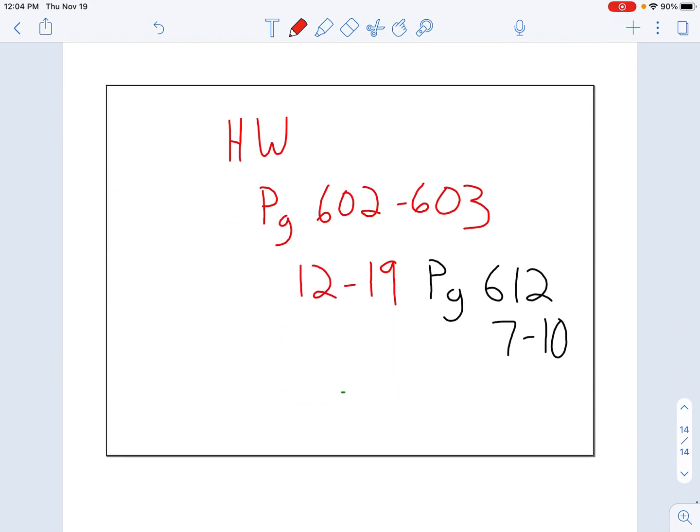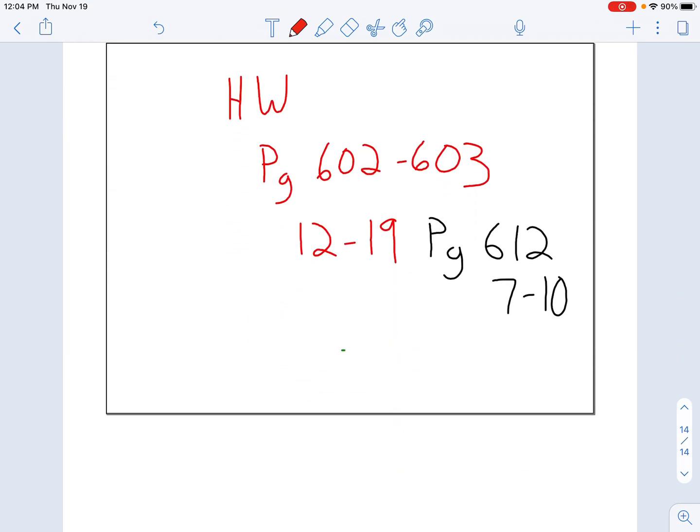For your homework, it is pages 602 to 603, numbers 12 to 19, and then page 612, numbers 7 through 10.